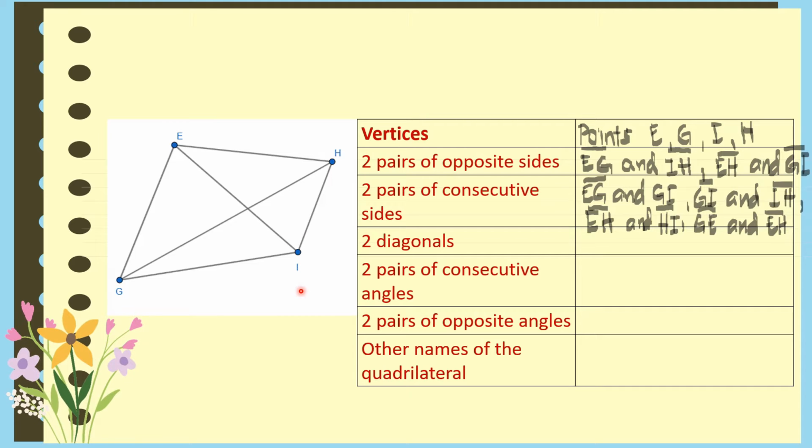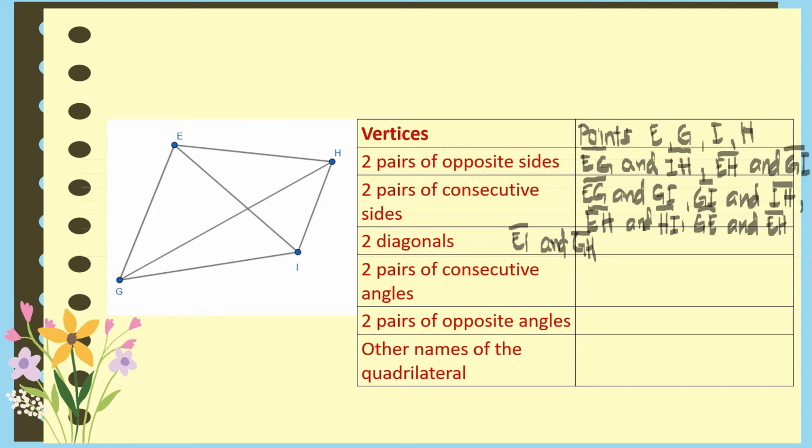How about the diagonals? Diagonals are segment EI and segment GH. So we have EI and GH.